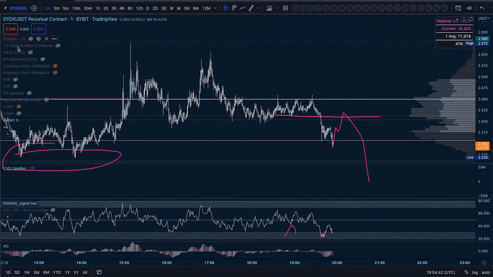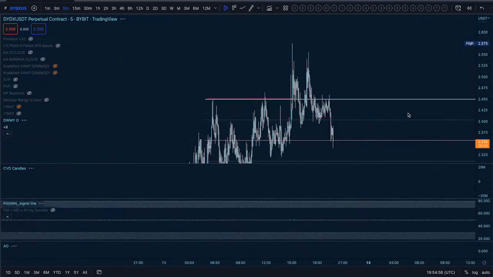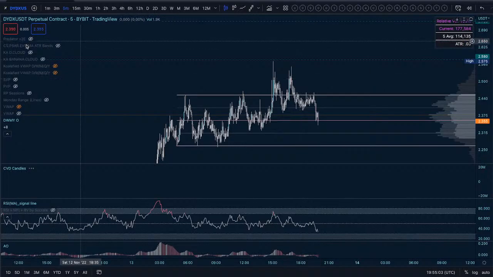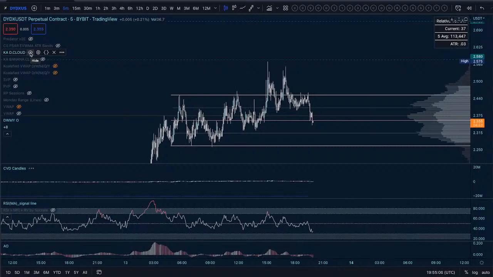Let's see if we have additional confirmations from somewhere else. Yes, sir. Any other things? Yes, sir. Let's see how the 5 minutes looks like. Yeah, it's a good bounce area.